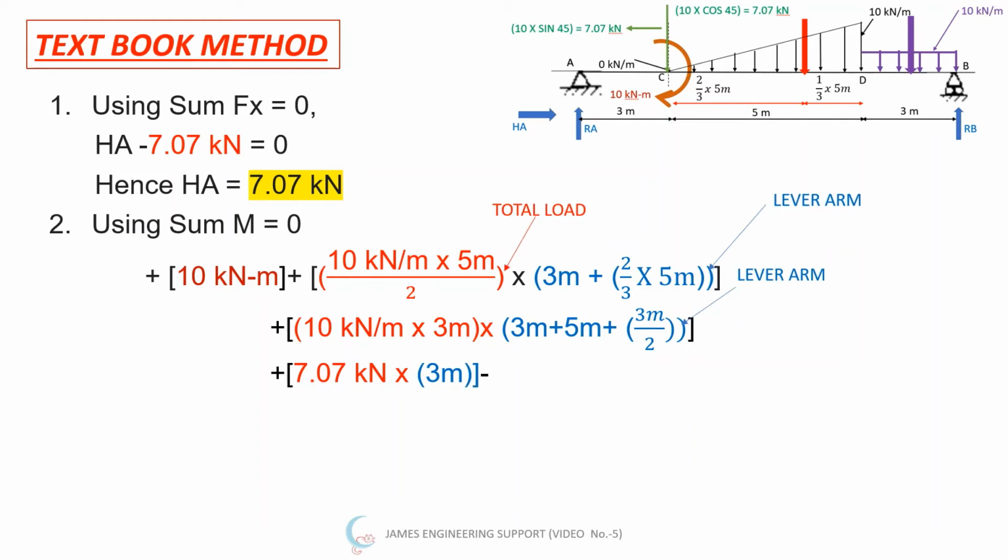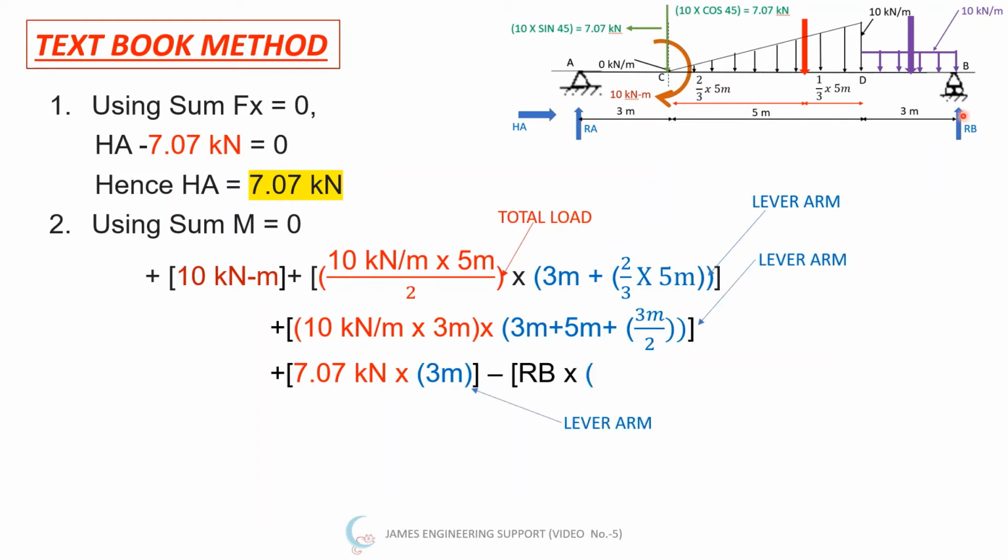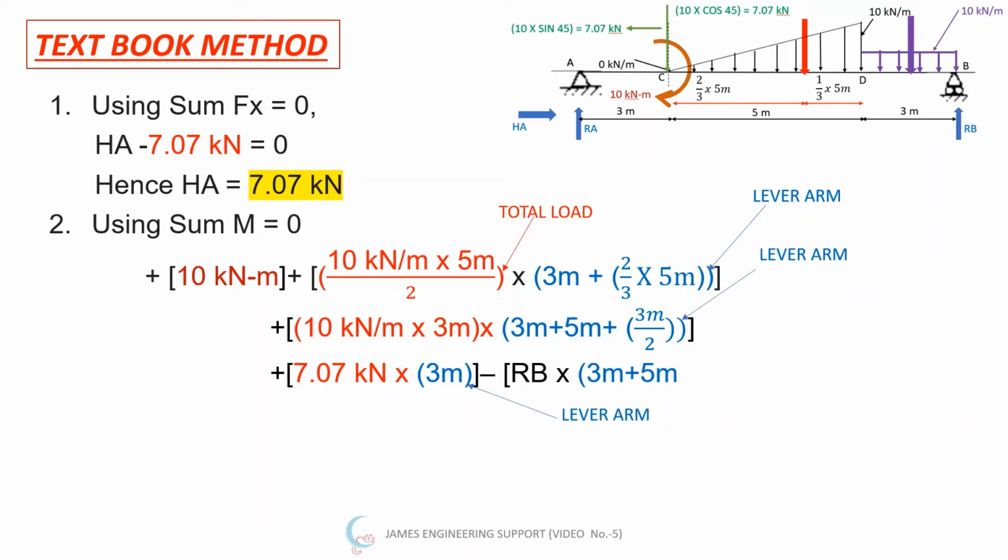Now I'm considering RB. RB will produce an anti-clockwise moment, which will be negative, that is RB multiplied by the lever arm, that is 3 meter plus 5 meter plus 3 meter. So the total will be 11 meter, and then we will equate it to 0. So we will get this equation. Now after solving this equation, we will get the value of RB as 43.14 kilonewton.